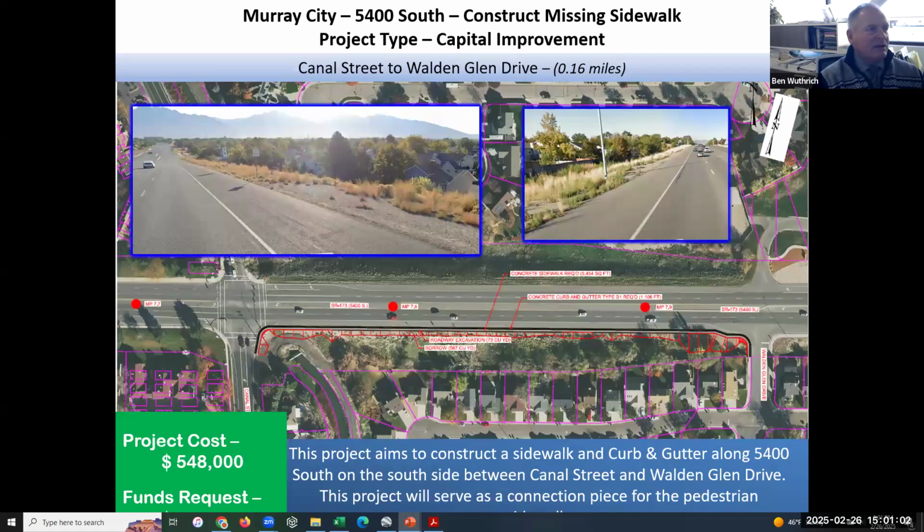Next project is a request from Murray City. This is on 5400 South. This is to construct missing sidewalks between Canal Street to Walden Glen Drive. A little more than 1/10 of a mile. Estimated project cost 548,000. Funds being requested are 200,000.